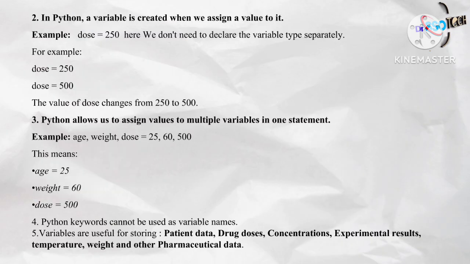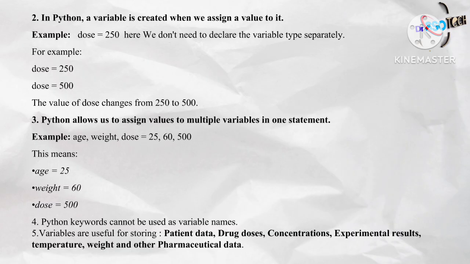2. In Python, a variable is created when we assign a value to it. dose equals 250 here. We don't need to declare the variable type separately. For example, dose equals 250, dose equals 500. The value of dose changes from 250 to 500. 3. Python allows us to assign values to multiple variables in one statement. age, weight, dose equals 25, 60, 500. This means age equals 25, weight equals 60, dose equals 500.